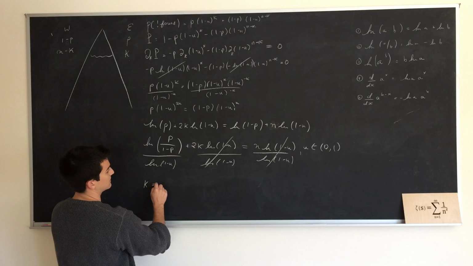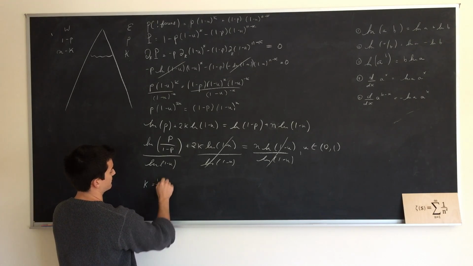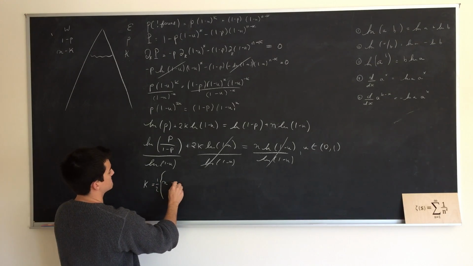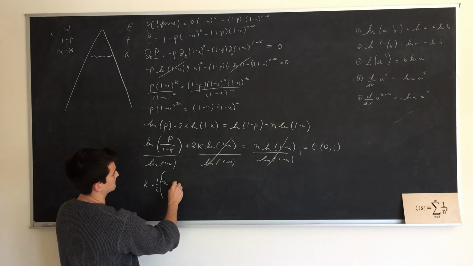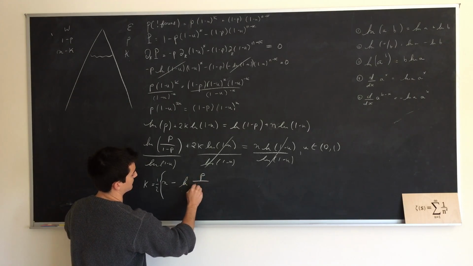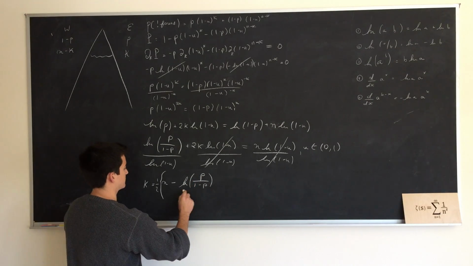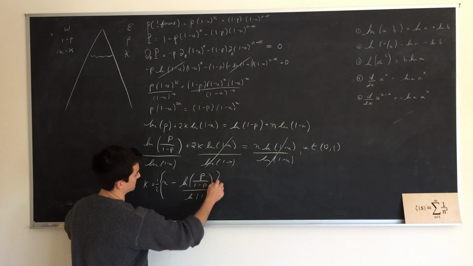So k equals 1/2 times n minus natural log of p over 1 minus p over the natural log of 1 minus u.